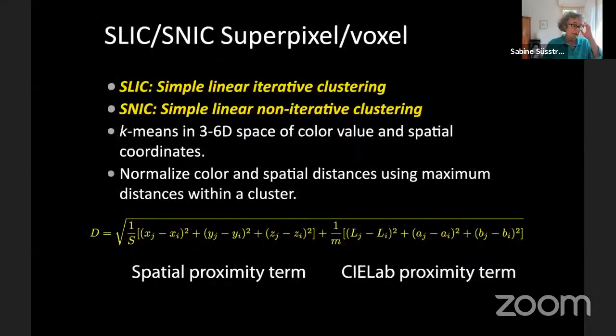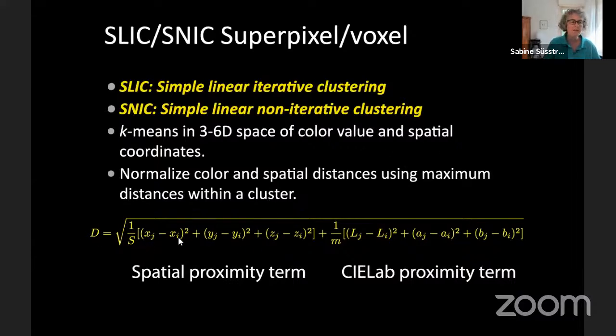Our SLIC and SNIC, and also our adaptals method, are based on K-means in a 3 to 6 dimensional space of color values and spatial coordinates. If you do supervoxels, of course, you have 3 spatial dimensions. If you do pictures, you have 2 spatial dimensions. If you do black and white, you just have 1 color dimension. If you do color, you have, of course, 3. So somewhere between 3 and 6 dimensions, we will do K-means. Then we normalize the color and spatial distances using the maximum distances within a cluster. And so our distance metric is as follows.